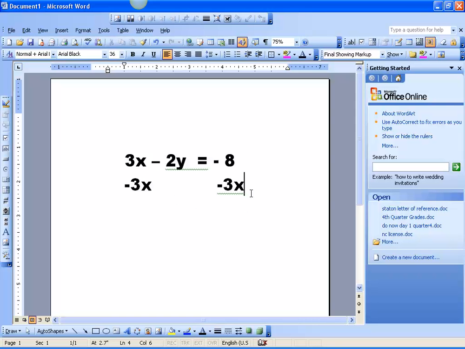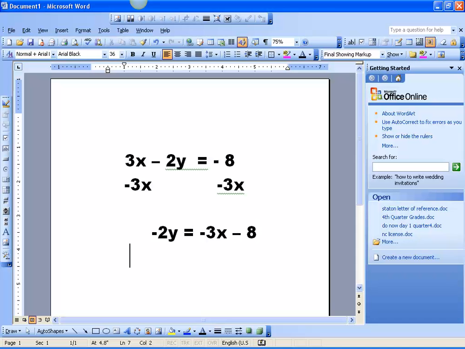Okay, so I'm going to subtract that 3x on both sides, and then I'm left with a negative 2y, so that minus 2y becomes a negative 2y. The negative 3x and the negative 8, you can't combine them. They're unlike terms, so I just bring them down. So I'm going to drop that negative 3x, and I'm going to drop that minus 8, because the negative 8 now becomes a subtract 8.